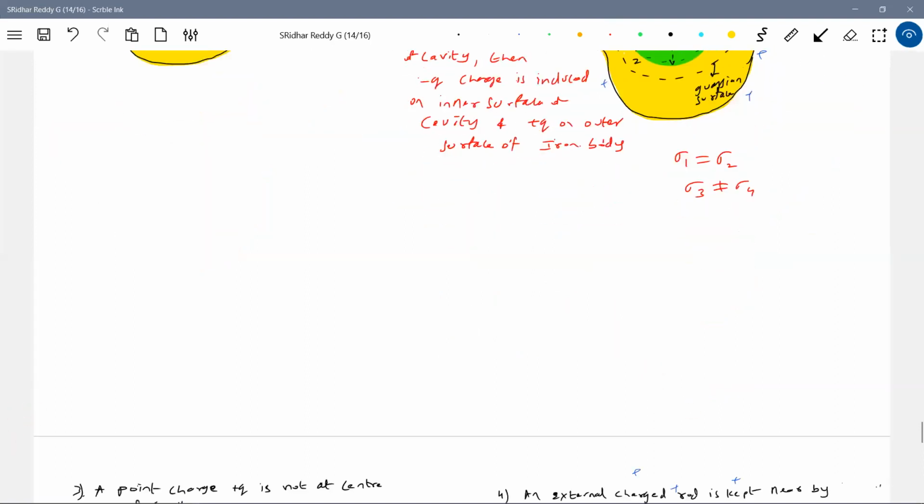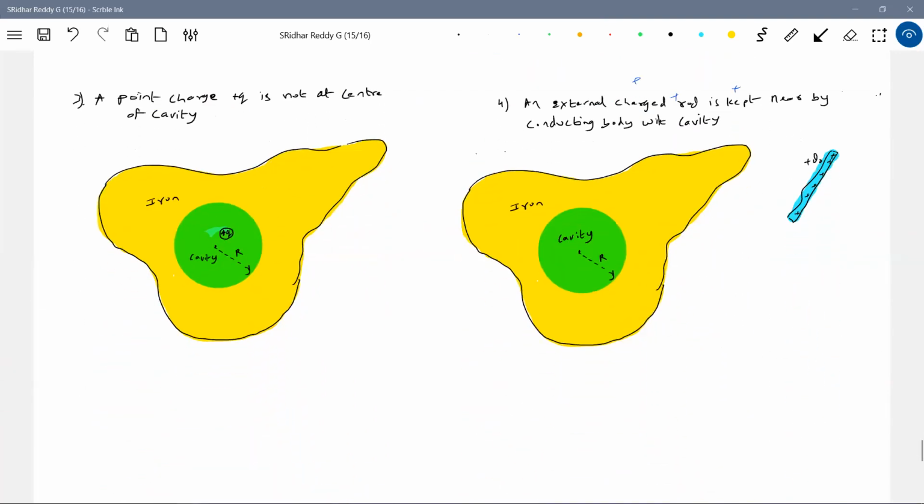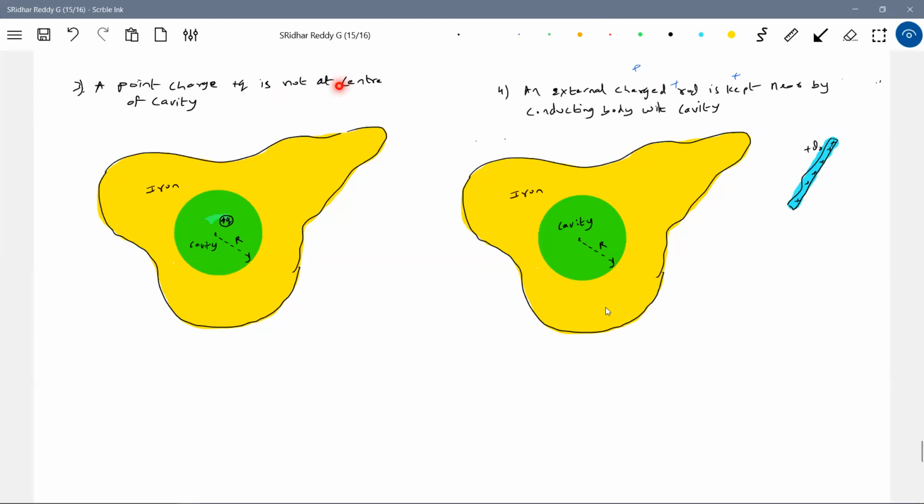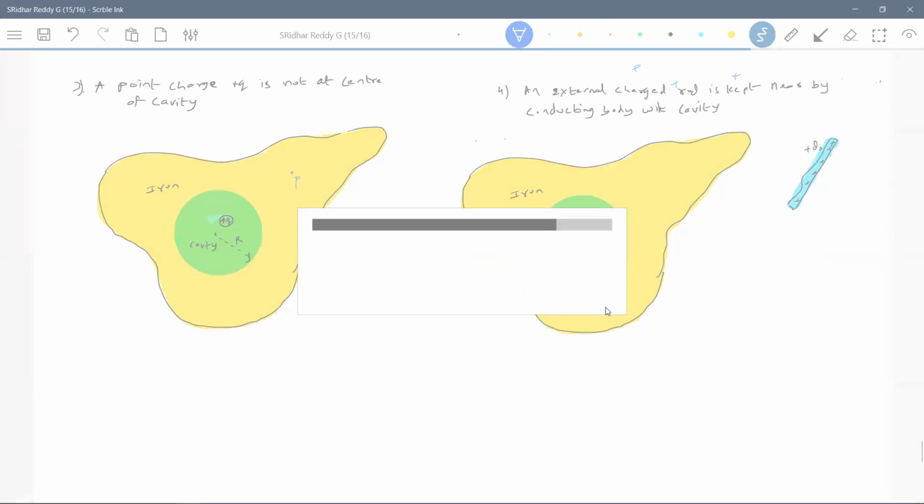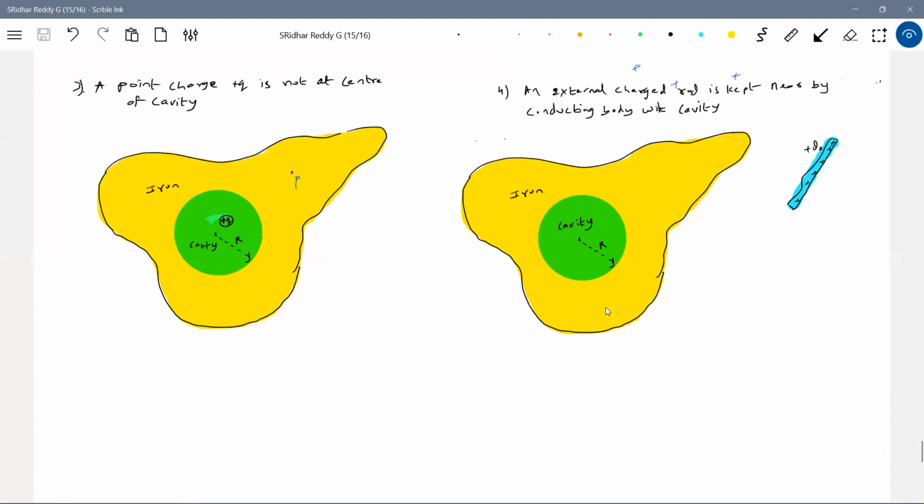Okay, let's take the next condition. A point charge plus q is not at the center of the cavity. Are you looking at this? Then what will happen? So again, our point was here, no? This was the point P we took earlier. Now, going back to Coulomb's law, earlier the point charge was here. If you move the point charge plus q near to point P, what will happen to the field strength here? It should increase. So the field strength due to point charge q will increase.